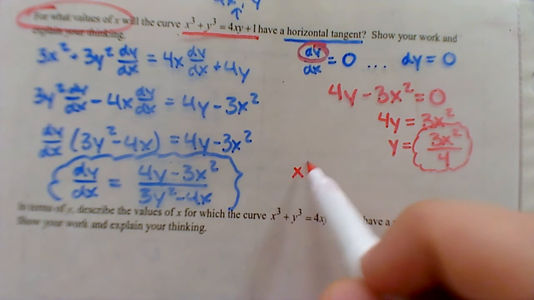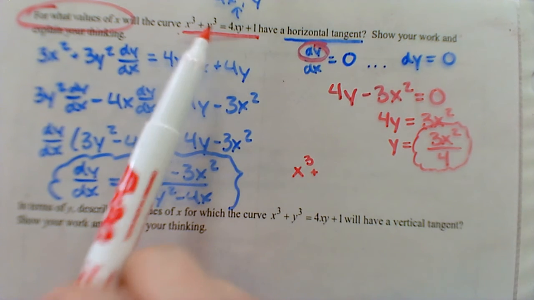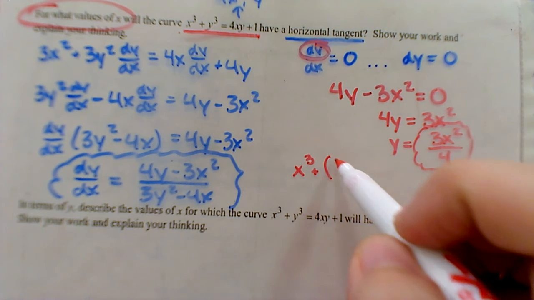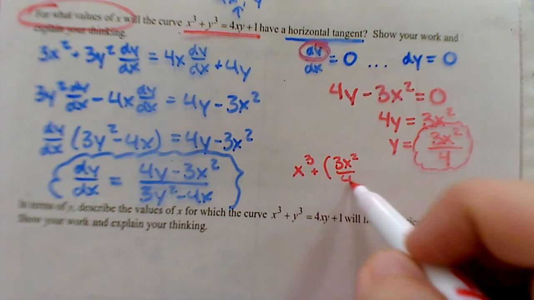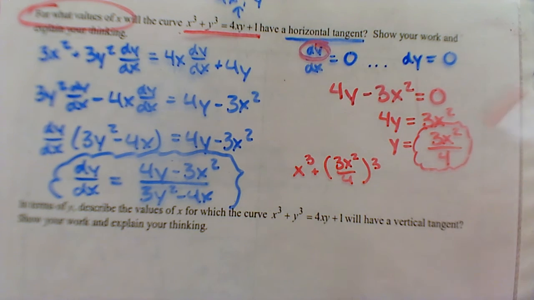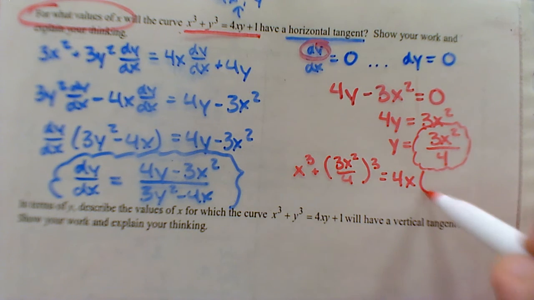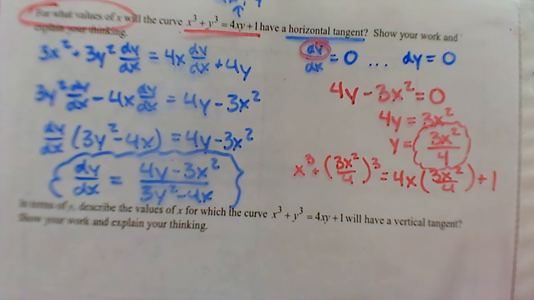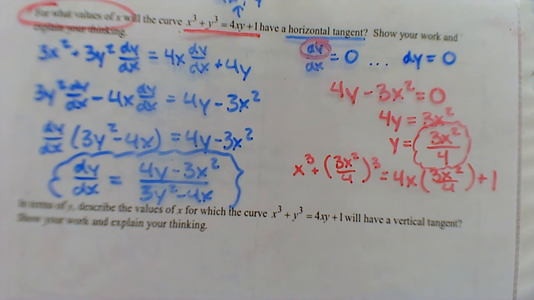All right, so it's going to look weird. We're going to have x cubed plus, now instead of y, we're going to plug in the 3x squared over 4, and we got to cube that, equals 4x, and then instead of the other y, we're going to substitute in the 3x squared over 4 plus 1. All right, so this right here looks very complicated. We have powers of 3, we have fractions, but at least we have just x's left, okay?